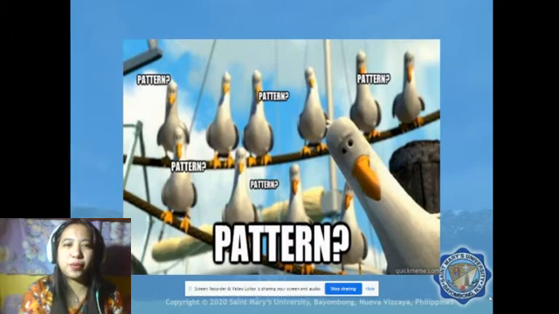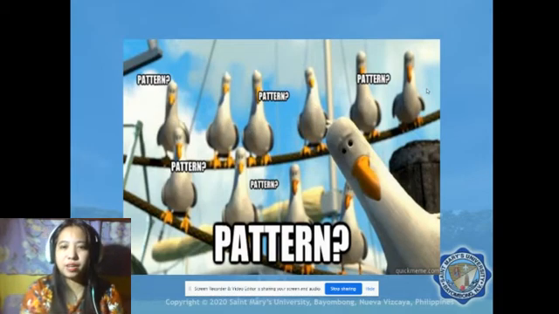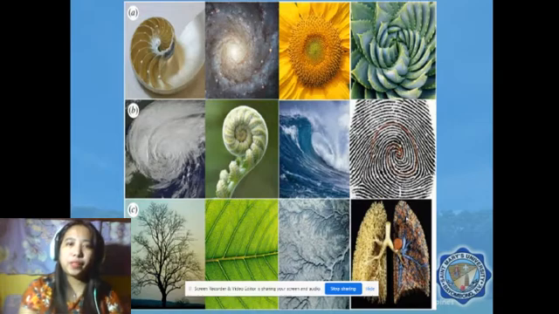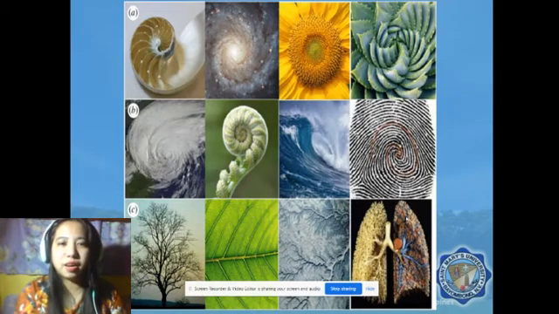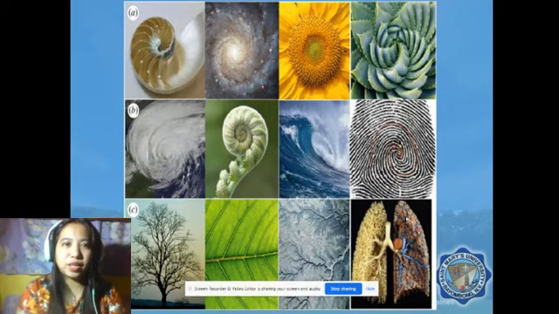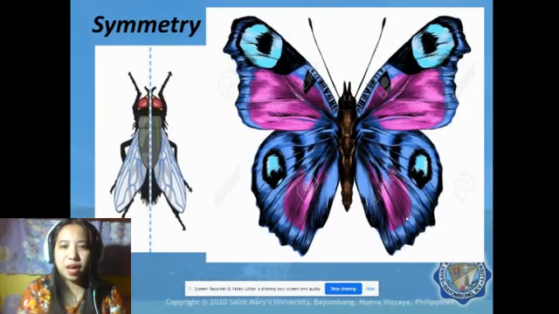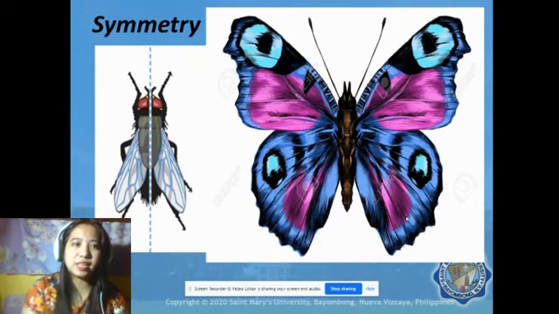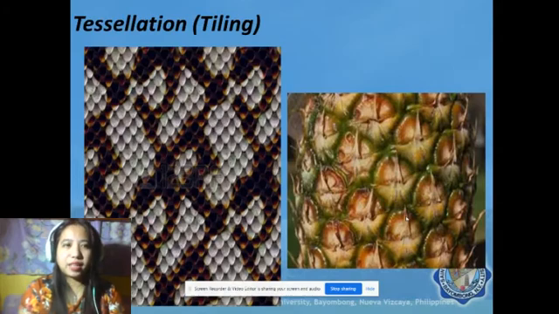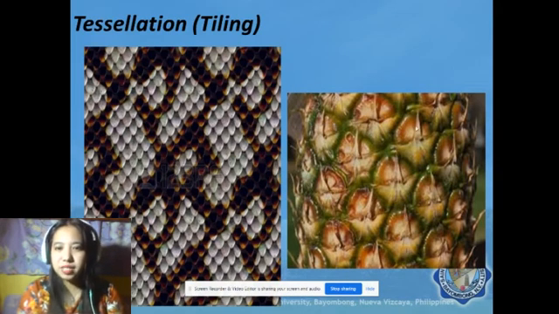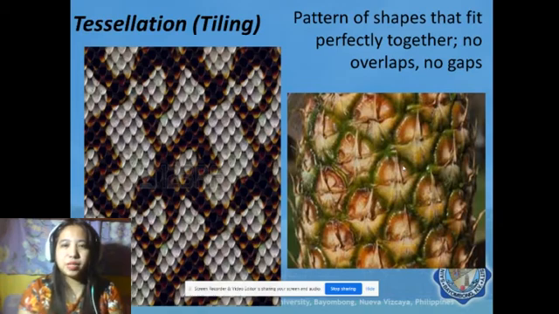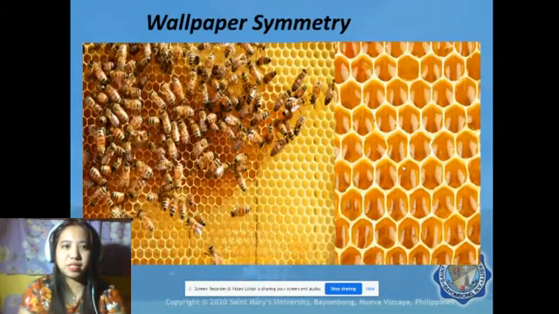So here is an example pattern. As we can see here, for the arrangement, 1, 2, 3, we have a pattern: 1, 3, and 1. Another pattern. And some of the patterns, we have figures of patterns shown in the slide. We also have the symmetry in butterflies and tessellations or tiling. So this is the pineapple. It's a pattern of shapes that fit perfectly together with no overlaps or gaps.